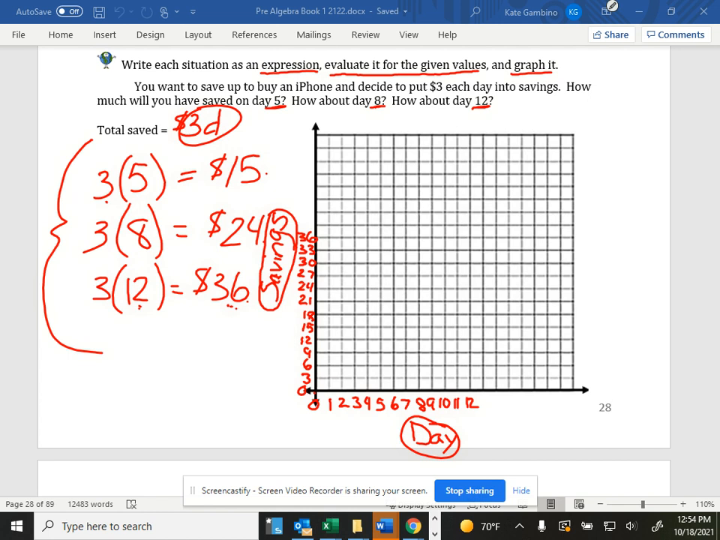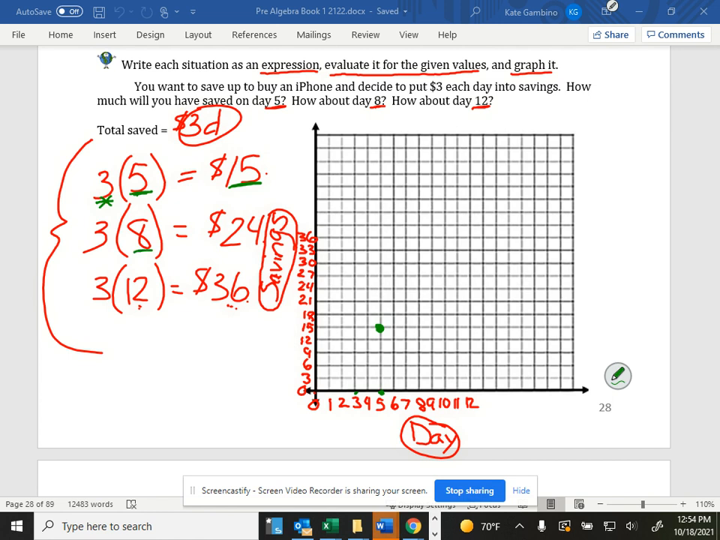I can look and say, when my day is at 3, I'm going to go up to 15 in savings. So I'm going to draw my circle right there. Day 5. Oh, sorry. Thank you. You guys are paying attention, and I am going to quit. When I'm at day 5, we are multiplying it by 3. When I'm at day 5, I go up to $15 in savings.